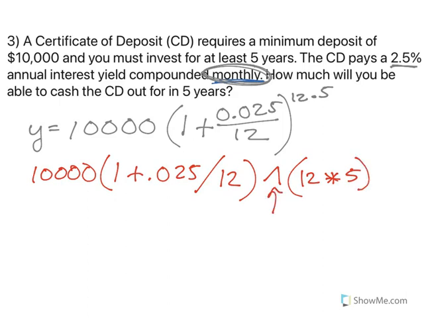Some of you will have to use an actual caret button. Some of you might have a button that automatically jumps it up to the exponent. Awesome. I love this for all of you. After you type that in, you will end up with $11,330 and a penny. So after 5 years, you will have earned over $1,300 in interest on that particular account. Hope you had fun there with interest in exponential equations.